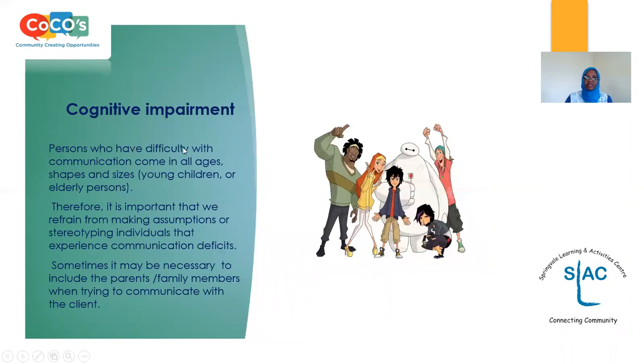Persons who have difficulty with communication come in all ages, shapes, and sizes. So they can be young children or they can be elderly persons as well. Therefore, it is important for us that we refrain from making assumptions or stereotyping individuals that experience communication deficits. Sometimes it may be necessary to include the parents and family members when trying to communicate with your client who has cognitive impairment.